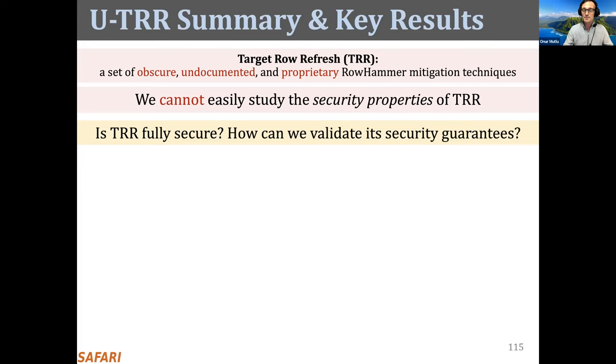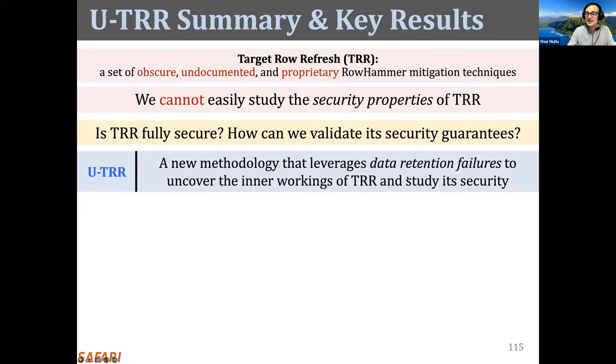And we developed this methodology that leverages data retention failures to uncover the inner workings of TRR mechanisms and study their security. Basically, data retention failures provide us a side channel, and these failures enable us to figure out whether a DRAM chip is actually performing an internal refresh to fix the RowHammer problem, or whether it's performing a refresh to do a periodic refresh. So we can distinguish these two different refreshes because of our infrastructure. And that distinguishing of the refreshes enables us to gain insight into what mechanisms are employed to drive those RowHammer refreshes that are trying to fix the RowHammer problem internally. And it's actually fascinating that you can do that, in my opinion.